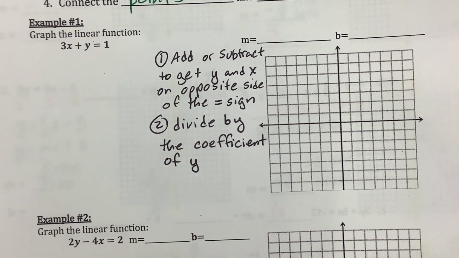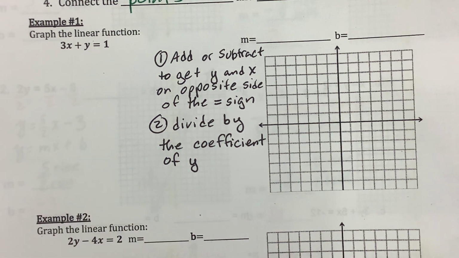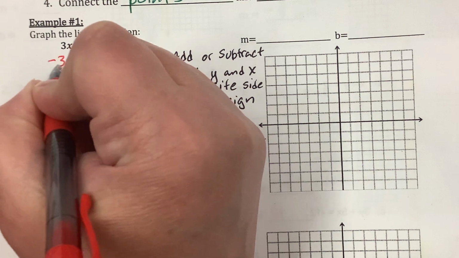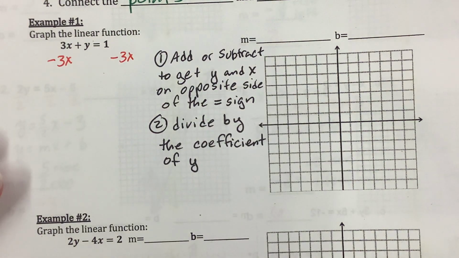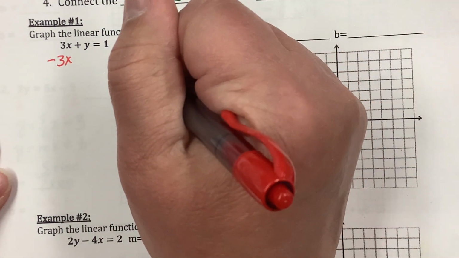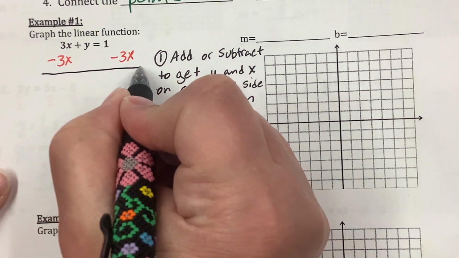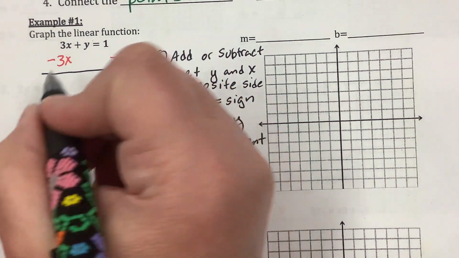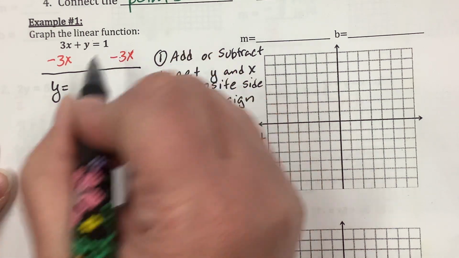So for this particular problem, I am going to pick up my ruler that I dropped, but I'm looking at it, and I have to subtract 3x from both sides. So minus 3x, minus 3x. Don't line them up because you'll accidentally end up combining like terms, and you definitely don't want to do that. So 3x minus 3x is 0, and you get y equals negative 3x plus 1.